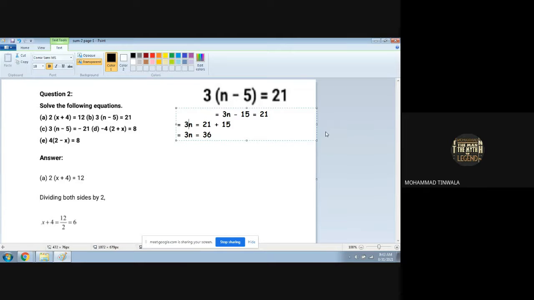Do you understand what I'm doing, girls? Yes, sir. Any doubt here? Now again we have to find the value of n. Okay, value of n we have to find. So n is equal to 36 upon 3. Is that all clear, girls?